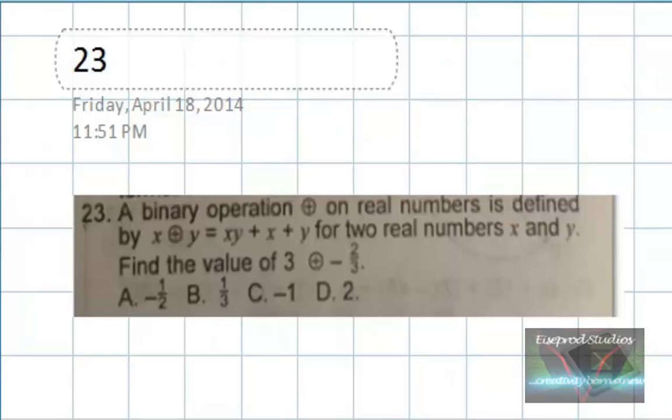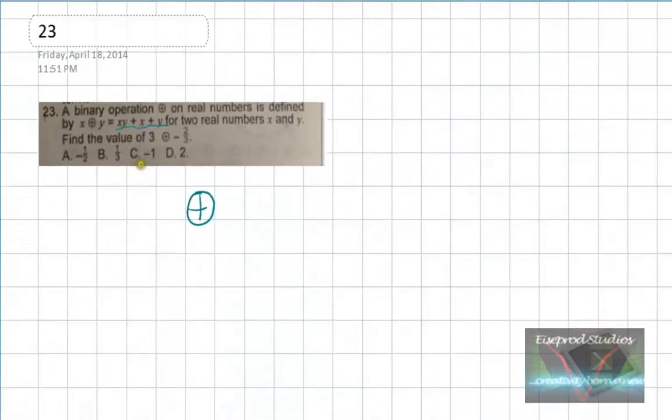Alright, so 23 says a binary operation, and it gives us a symbol, is defined on two real numbers by x symbol y. And it tells us that what this really means is xy plus x plus y for two real numbers x and y. Then it tells us to find the value when we perform this operation between 3 and negative 2/3. So we just want to follow their directions. So it's 3, then our symbol, then negative 2/3.